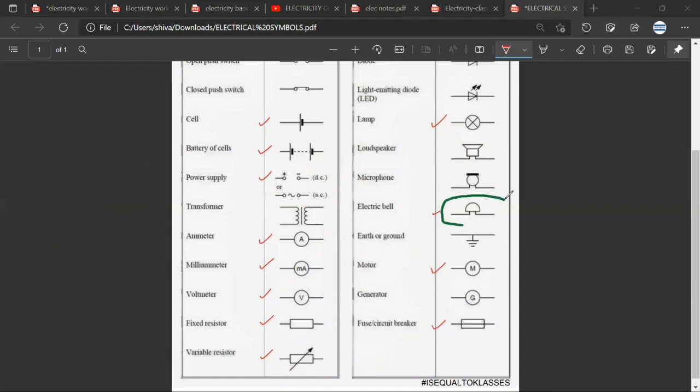Then you might get in your exam a symbol like this. This is the symbol of an electric bell. This is the symbol of a motor. This is the symbol of a generator. This is the symbol of a fuse. Now, what is a fuse, Mr. Satya? The fuse is a device which, for example, if too much current is passed in a wire and it overheats, the fuse breaks the wire, the current line, so that it does not catch fire. Satya, have you understood? Yes, sir.